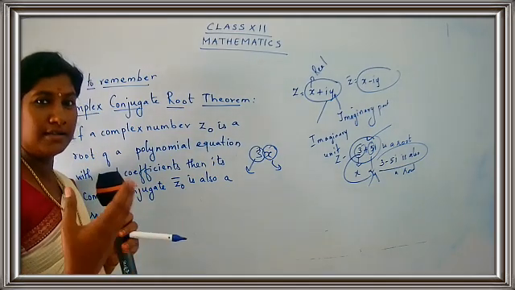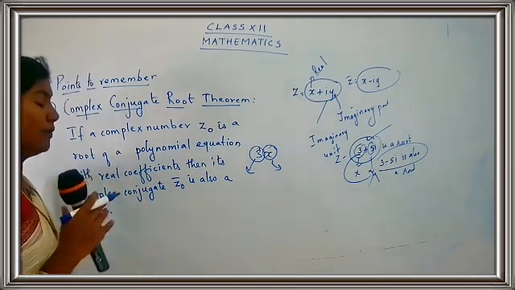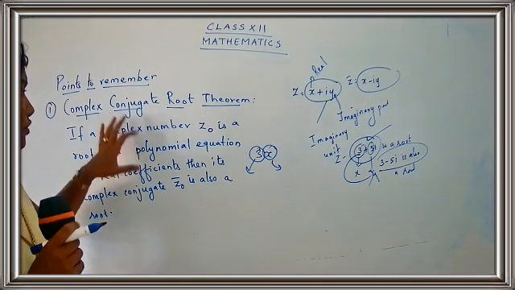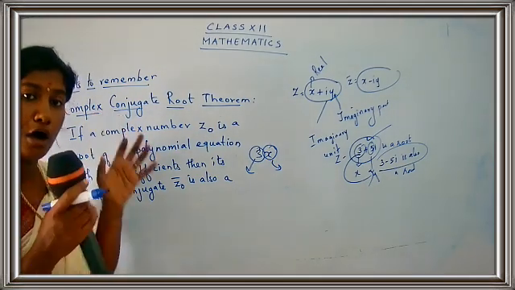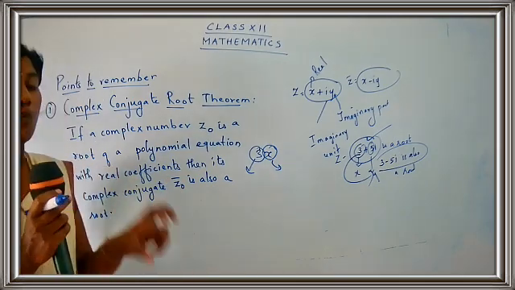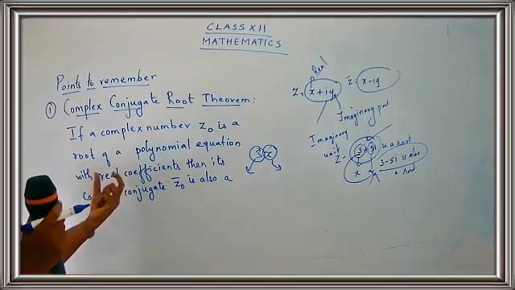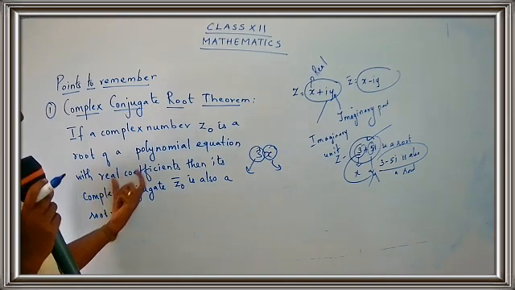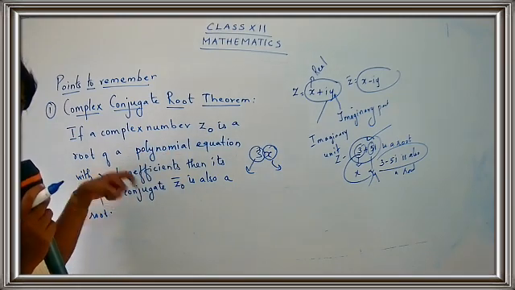Already we have studied this in our algebra. Now here, talking about real coefficients, you are talking about a complex number. A complex number consists of a real part and an imaginary part. So what about the coefficients? You have to consider the real coefficients. So the polynomial equation will be with real coefficients.